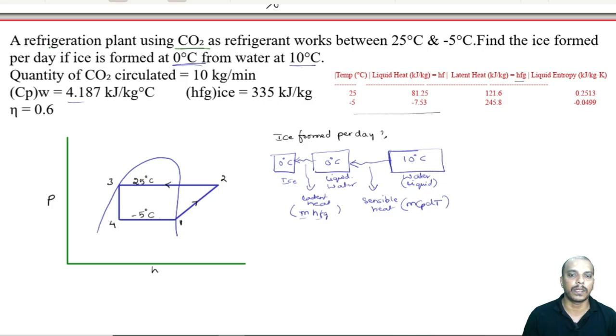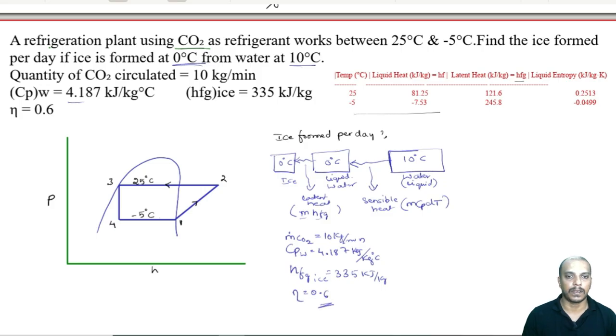Now, the quantity of CO2 circulated, that is the mass of refrigerant, is 10 kg per minute. Okay. Now, Cp of water is given, which we already know, but anyhow 4.187 kilojoule per kg degree Celsius. And the latent heat of ice is given as 335 kilojoule per kg, and the efficiency of this system is only 60%, alright.